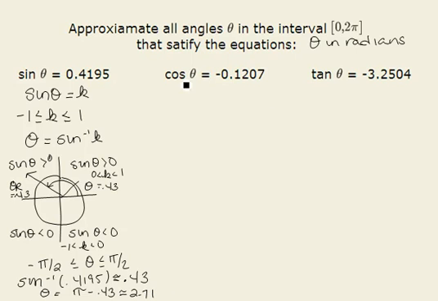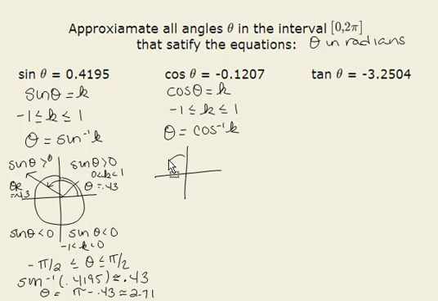In order to do this same thing for cosine and tangent, we will have to recognize what our calculators will give us as values for theta. So we would know that the cosine of theta is equal to k. Again, k can only take on the values between -1 and 1, such that theta is equal to the cosine inverse of k. We will recognize on the unit circle that cosine is positive in quadrant 1 and quadrant 4.